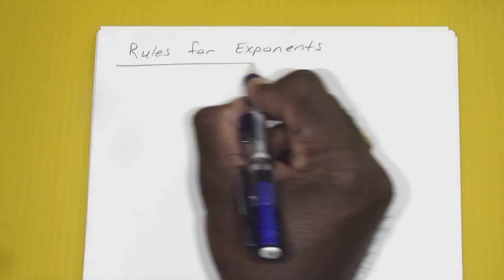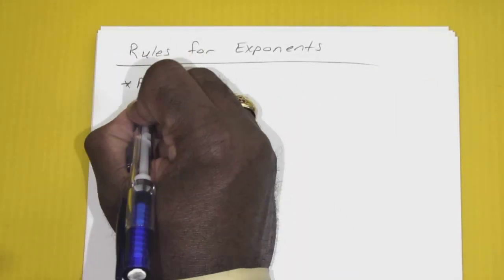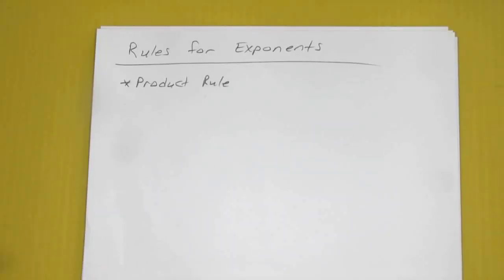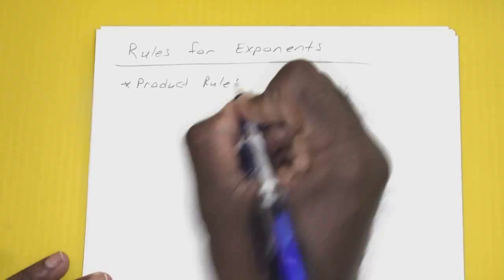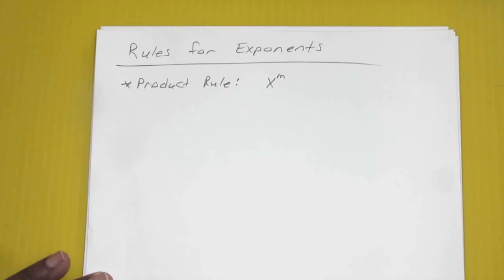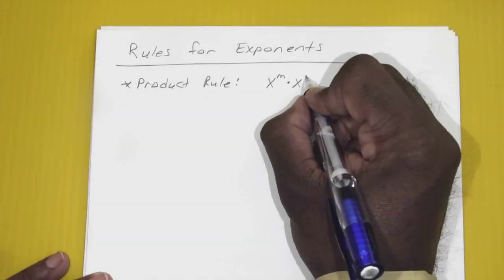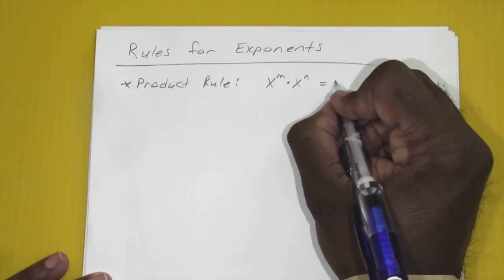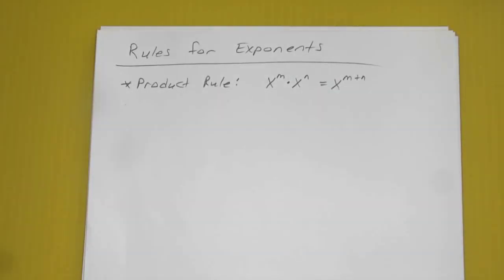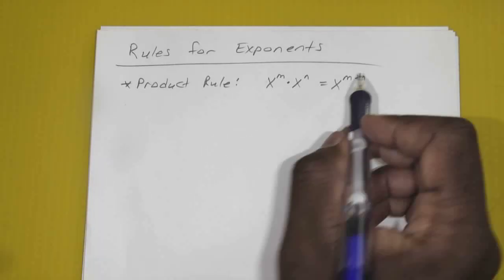Okay, now the first rule is our product rule. The product rule just states that x to the power of m times x to the power of n equals x to the m plus n. So as long as you have the same base and you're multiplying them together, it's going to be x to the m plus n.